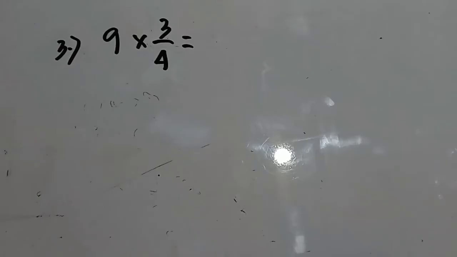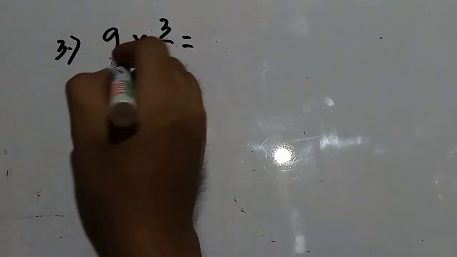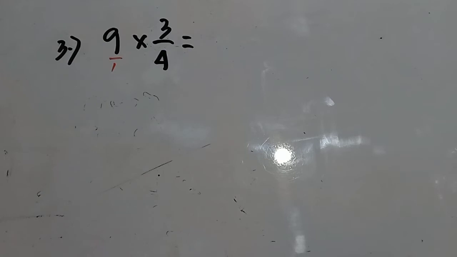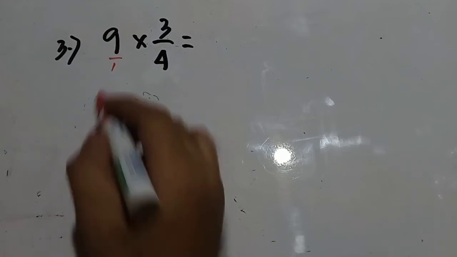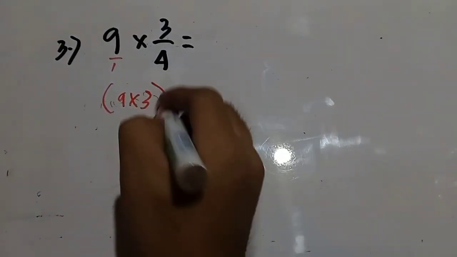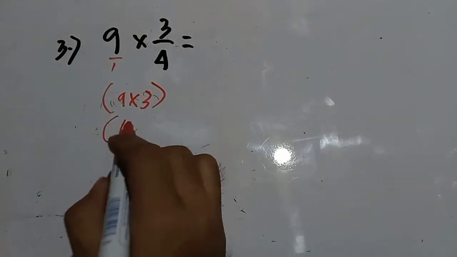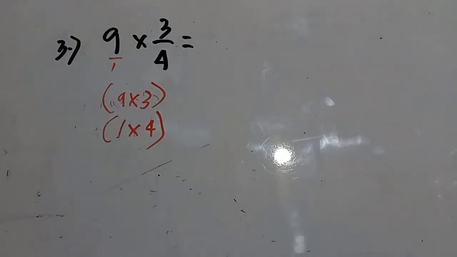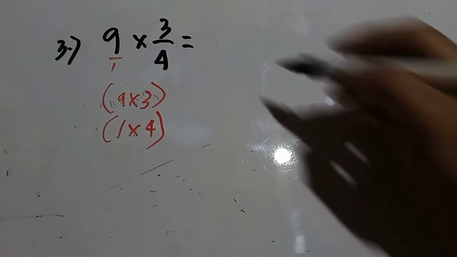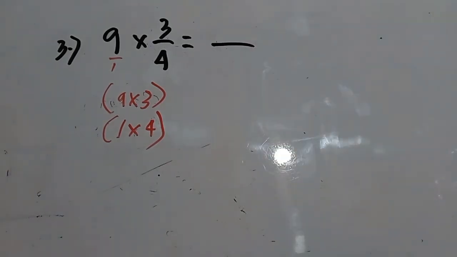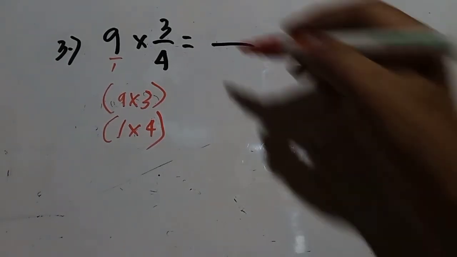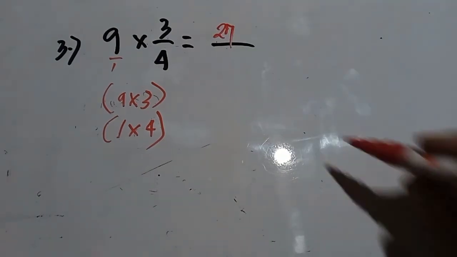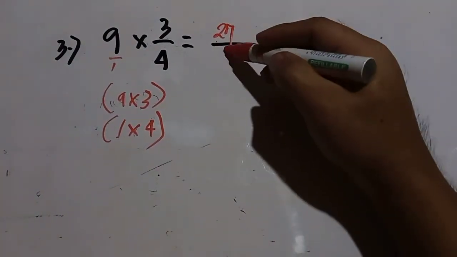Okay, example number 3. In number 3, 9 times 3/4. So, ibig sabihin, meron siyang invisible 1. Okay, now, so i-apply natin ang ating step. So, 9 times 3. And our denominator is 1 times 4. Okay, next. Multiply na natin. Okay, we have 9 times 3, that is 27. Ayan. Over 1 times 4, that is 4.